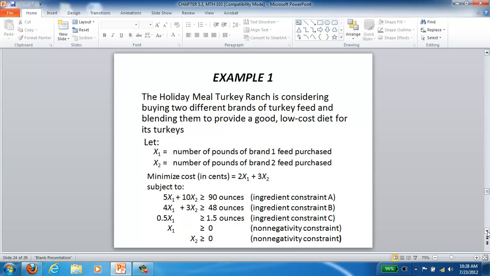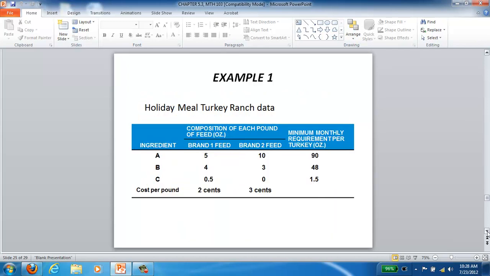subject to the following constraints: that 5X1 plus 10X2 is greater than or equal to 90, that 4X1 plus 3X2 is greater than or equal to 48, and that 0.5X1 is greater than or equal to 1.5, and X1 is greater than or equal to 0, and X2 is greater than or equal to 0. These are the non-negativity constraints that are in all systems of linear inequalities that are used for linear programming purposes.